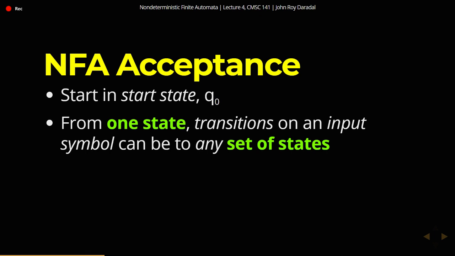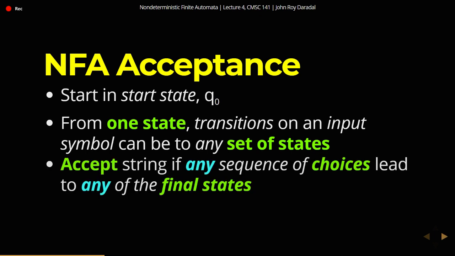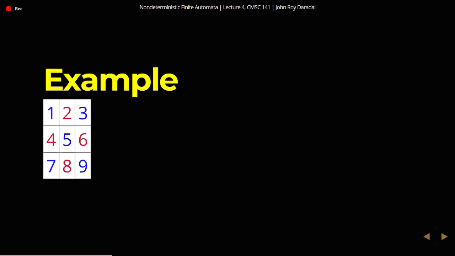on that transition. Okay? And we accept the string if any sequence of choices leads to any of the final states. So since we have a lot of possible states that we end up in, as long as one sequence leads to one of the final states, then we accept the string. Okay? So let's see an example.